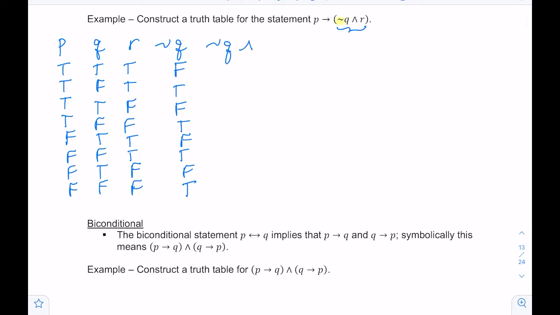This is not Q and R. Remember, and means both of them have to be true in order for the conclusion to be true. And the only instance I see are in those 2 rows there. So all the others are going to be false. And then for the last one, I have everything I need now.